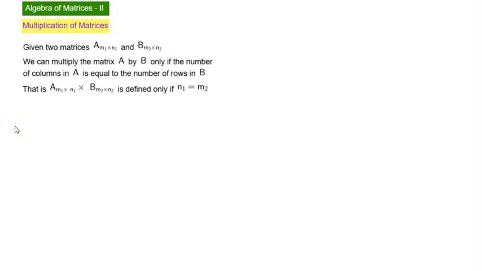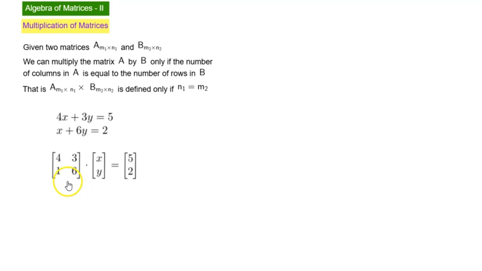Briefly, let's go back to our first session, the introductory session. There we had seen this system of equations: 4x plus 3y equal to 5, x plus 6y equal to 2. And we have seen that this can be written as a matrix equation, where we have a coefficient matrix times the variable matrix equal to the constant matrix.